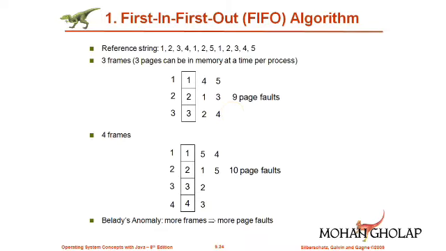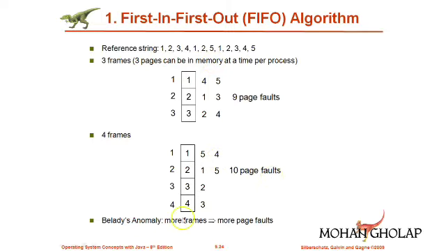If the reference string is 1 2 3 4 1 2 5 1 2 3 4 5, and if the number of frames is 3, then if you apply FIFO, you will come to know that this particular approach is going to create 9 page faults. In the same way, if the number of frames is 4 for this reference string, it is going to create 10 page faults.